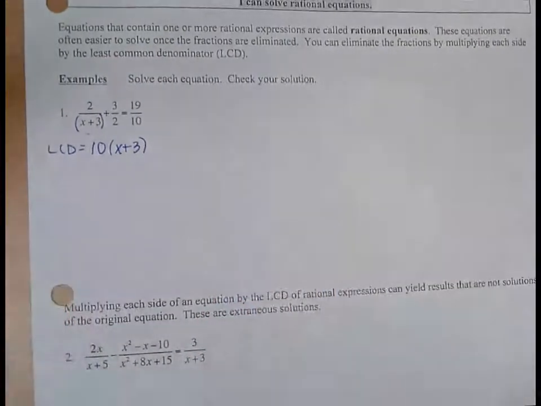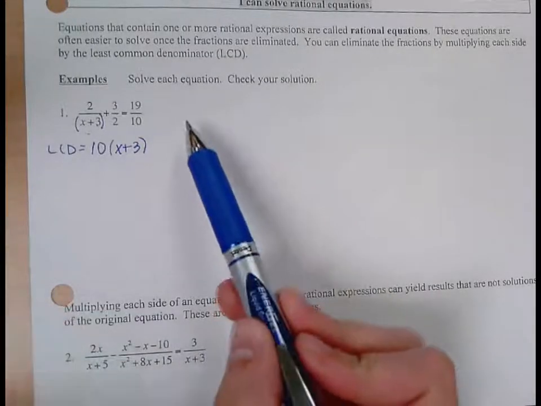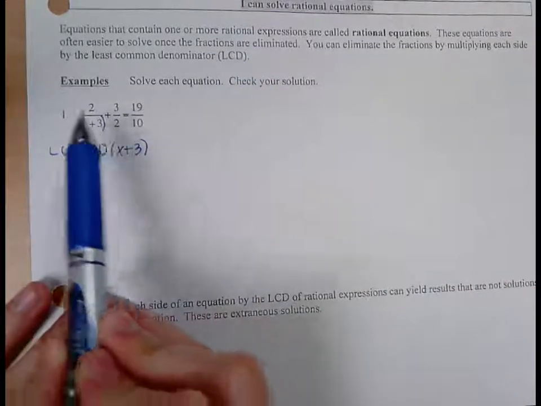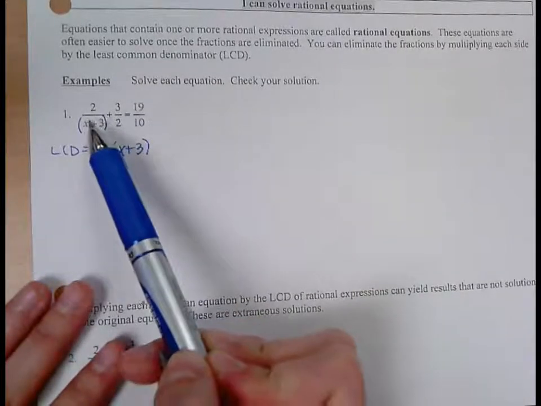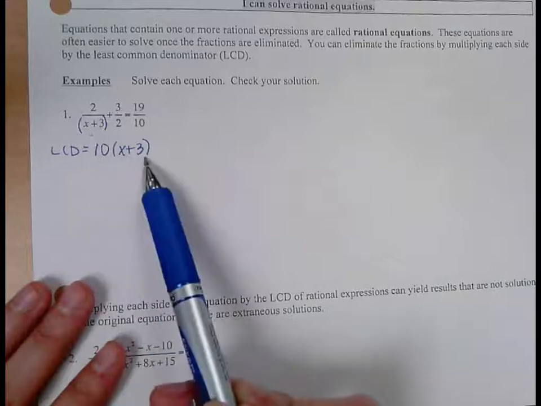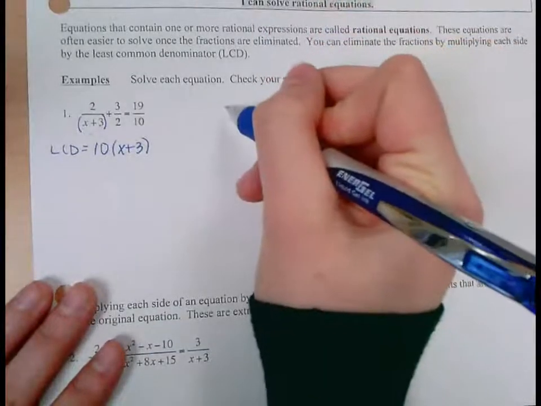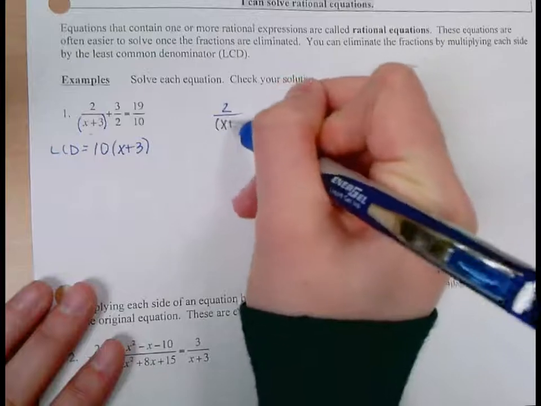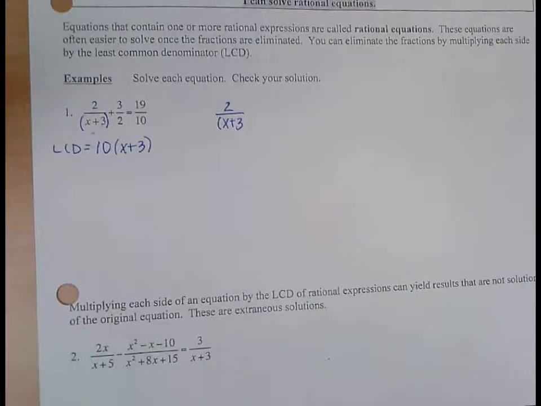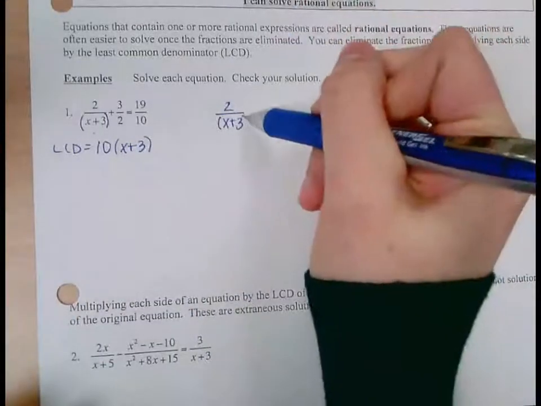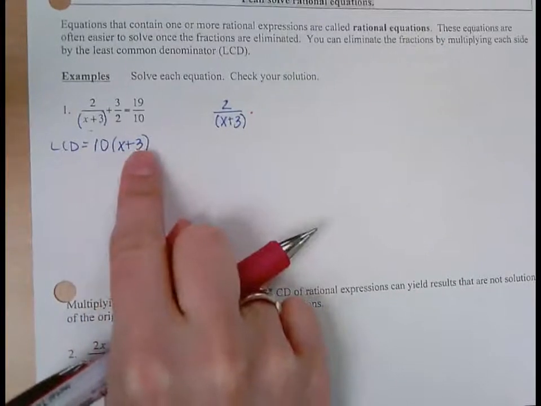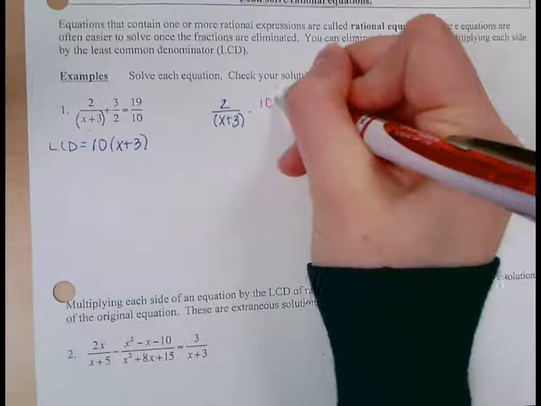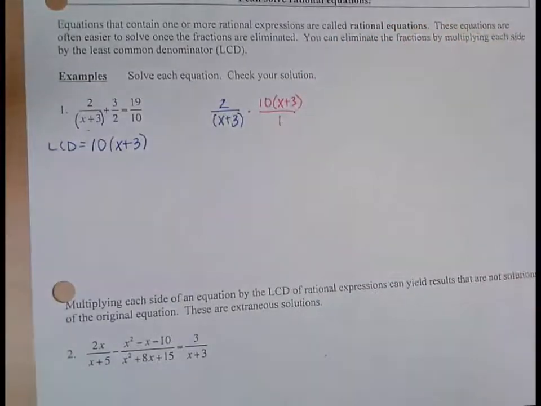So then what we're going to do, and however you want to write this out is up to you. I'm going to kind of spread things out so you can see exactly what I'm doing. But I am going to multiply every single fraction. You're multiplying both sides of your equation, but that means you're multiplying every single term by the least common denominator. So I'm multiplying 2 over x plus 3, I could put a parenthesis there, that is being multiplied by the least common denominator. And if it helps to make this a fraction, you can put it over 1. So it's being multiplied by 10 times x plus 3 over 1.